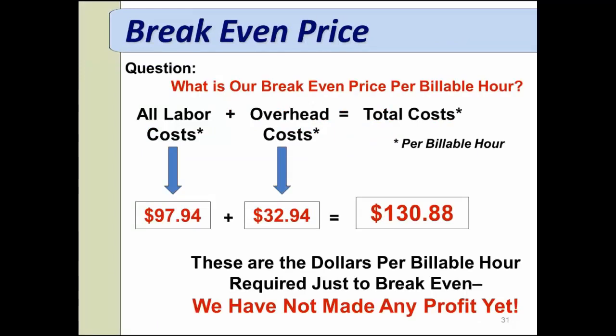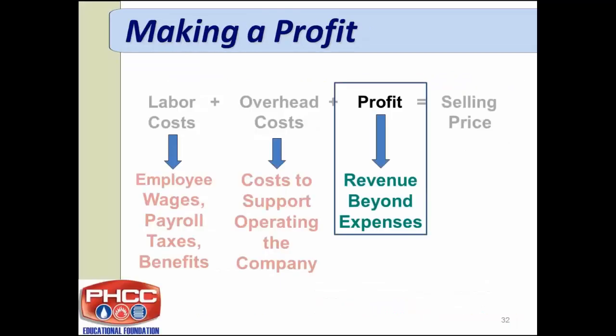So great. We've got our labor costs. We've got our overhead costs. That's our total cost of doing business here: $130.88 per billable hour. But we're not done. Of course we're not done. Those are just the dollars to break even. We haven't made any profit yet, and what's the point of doing all this work if we're not going to make any profit? So let's figure that out, because we need to add that to those other costs to get to our final selling price.